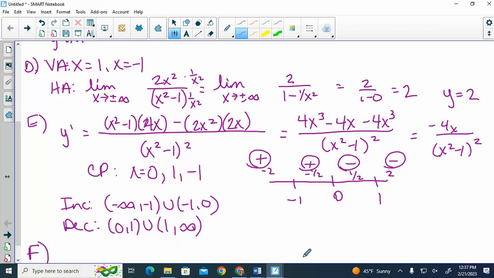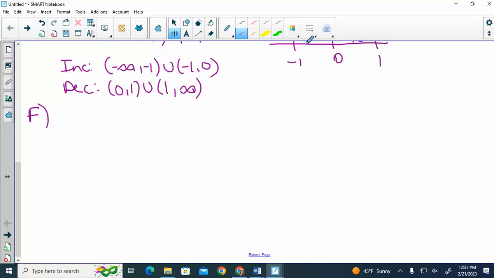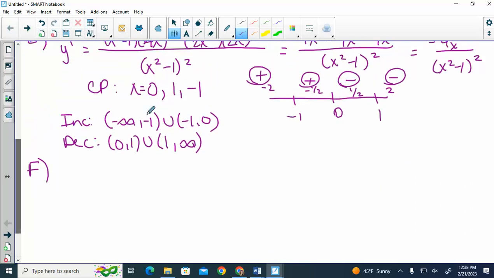All right, F, I asked for max and min. So we look at this. The only switch right here at 0, it went from increasing to decreasing, so that would be a local max. You need the ordered pair to actually graph it. So if you plug in 0, you get out 0. There is no min on this one.